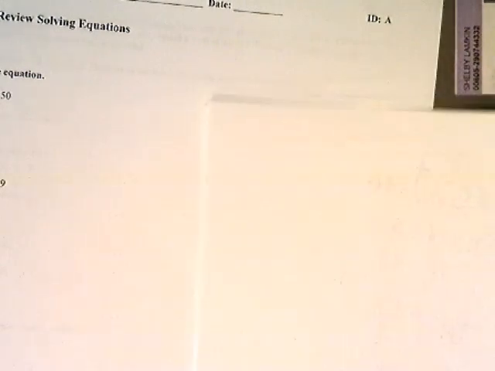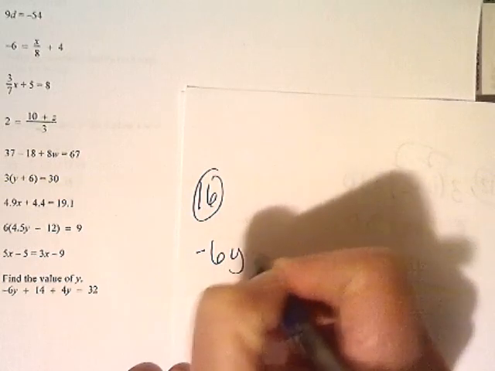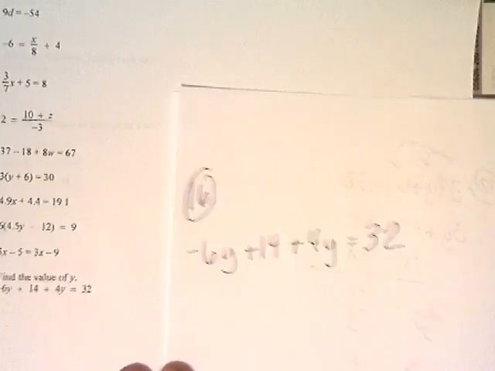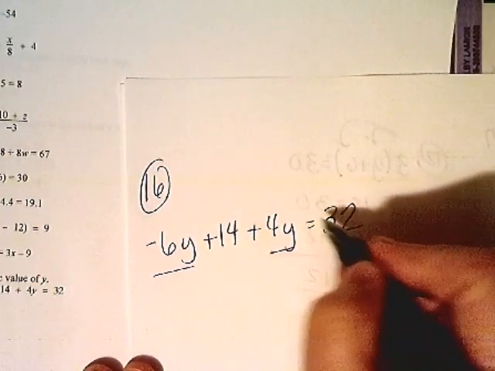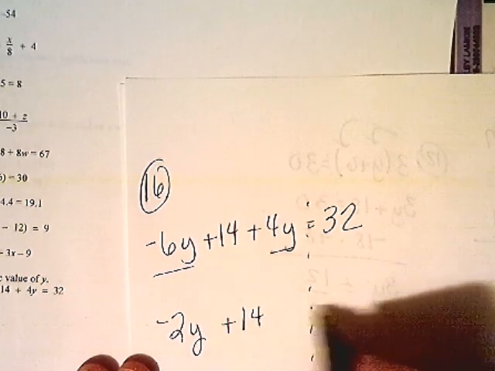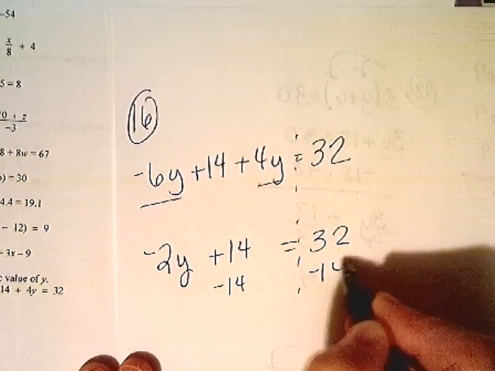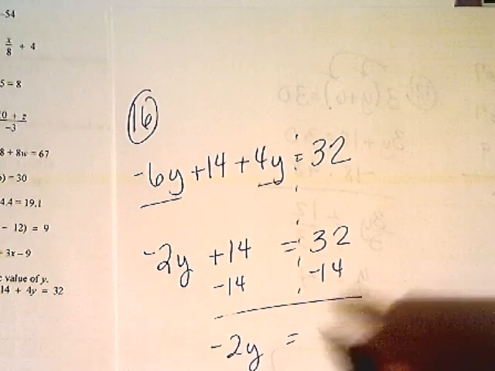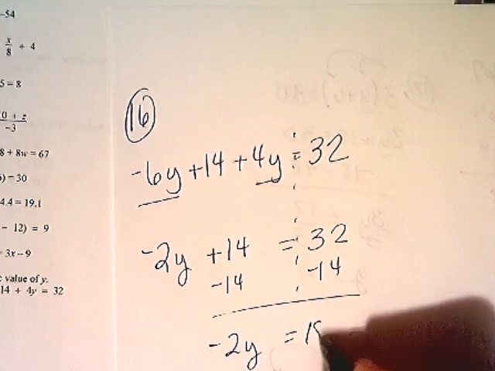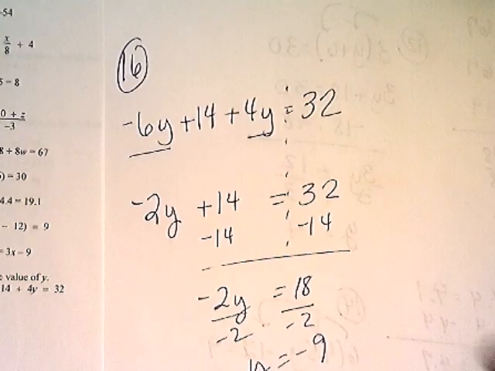Number 16 says find the value of y. It says negative 6y plus 14 plus 4y is 32. Before you do that, you're going to have to combine like terms because those are on the same side of the equal sign. And that's negative 2y plus 14 is 32. Then you need to subtract 14 from both sides. Negative 2y is equal to 18. Divide by negative 2. Y is negative 9.